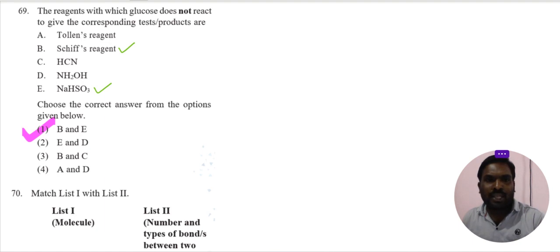Glucose, even though it has an aldehyde group, does not react with Schiff's test and sodium hydrogen sulfite. With these two reagents, it cannot react. So very important. It is a negative test with Schiff's reagent and sodium hydrogen sulfite. The remaining all it can give a test: Tollens' test, and hydrogen cyanide, hydroxylamine it can give a test. So that's why here option 1 is the right answer.